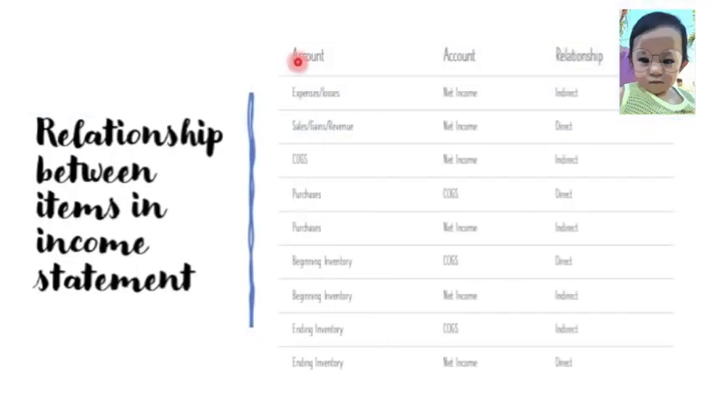Here's a summary of the relationship between accounts. You can pause the video and try to familiarize yourself.